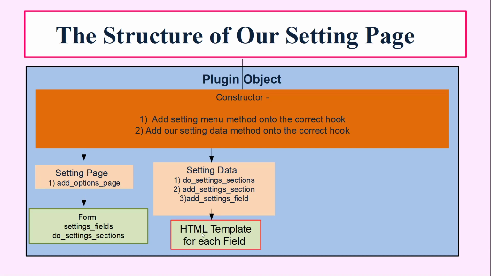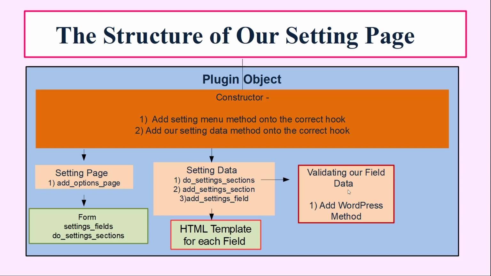So today we have to just make sure that we create the other HTML templates for each of those fields. And then the last thing we're going to be doing is creating another method that is linked from our setting data method. So what will happen is, when you save the changes, it will automatically go through our validating field data method, and then it will return that to the setting data method. So that's what we're going to be doing today.